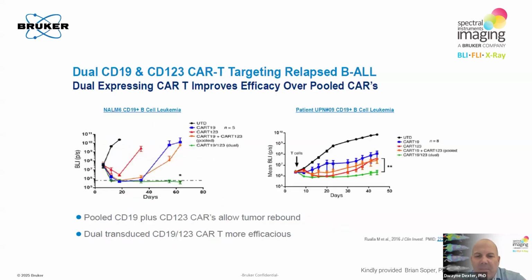And then these mice were treated with different therapies, either CAR T alone, CAR T19, CAR T123, a pooled treatment, or CAR T that targeted both moieties. So this is a great example of how this type of model is used to identify the appropriate therapy. You can see here that the dual targeting CAR had a complete response in one instance and a pretty good overall response in a second patient.